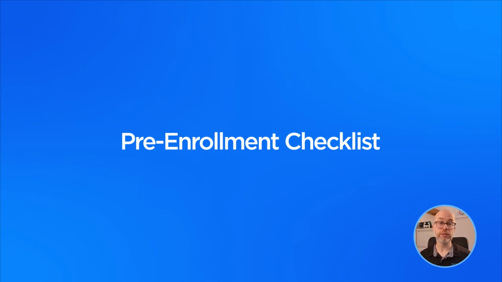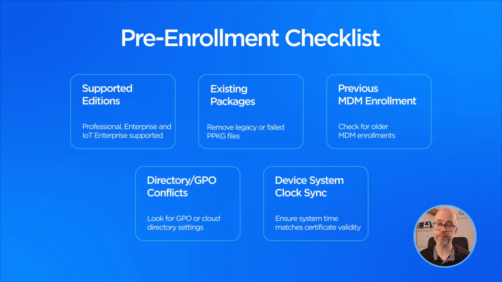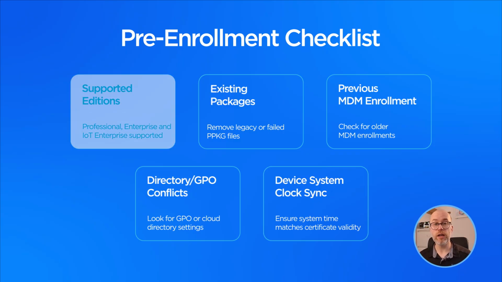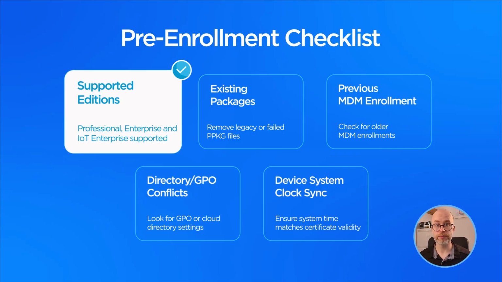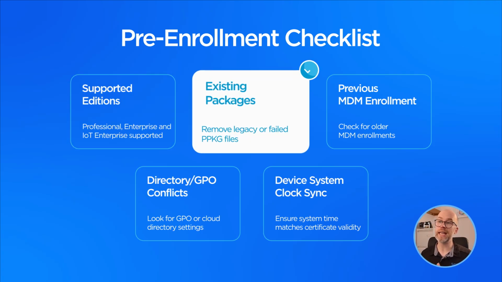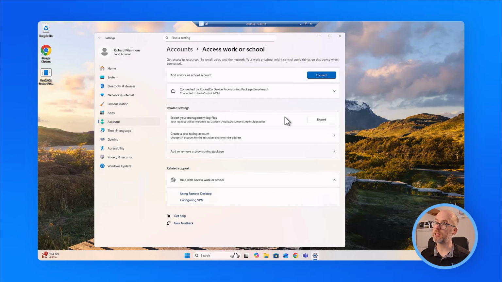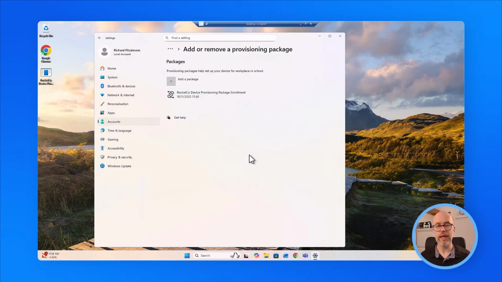Finally, if the enrollment process does not complete successfully, here are a few common places to start your troubleshooting. Firstly, check if you have an unsupported operating system edition. As noted, the supported operating system editions are Professional, Enterprise and IoT Enterprise editions of Windows Modern. It's worth checking if there is already a legacy package or PPKG file or a failed PPKG file that needs to be removed. You can check this back on the device by going to Access Work or School, choose the option Add or Remove a Provisioning Package, and checking if there are any previous provisioning packages that are listed.